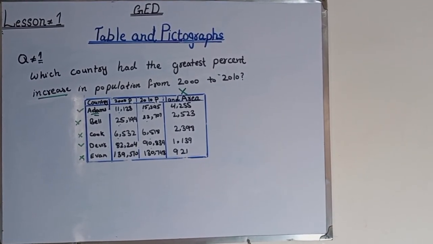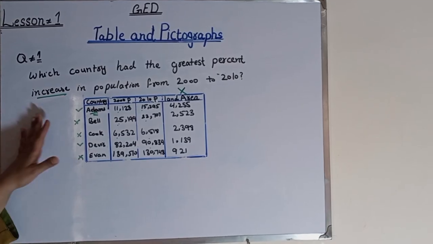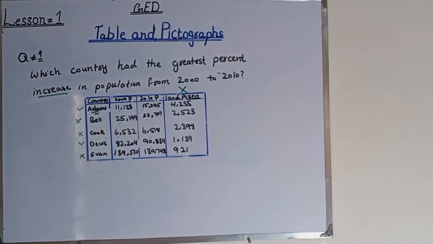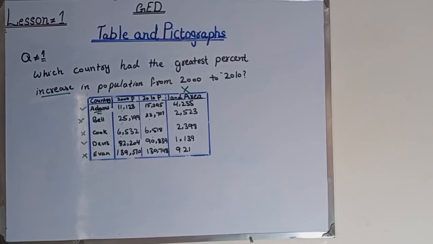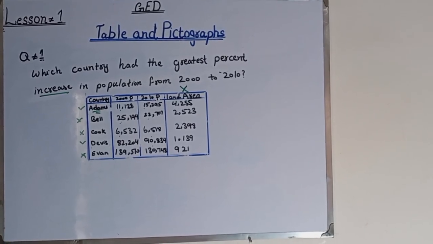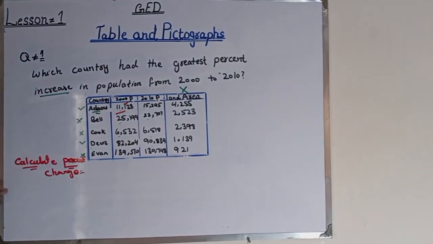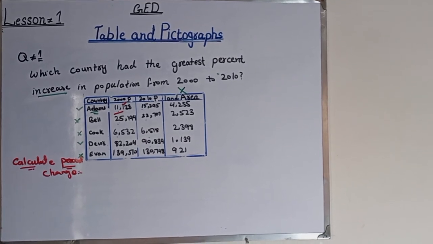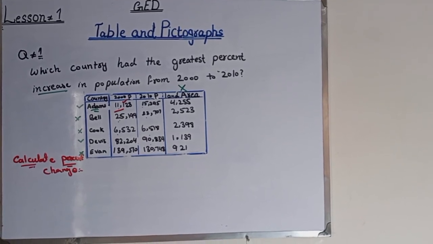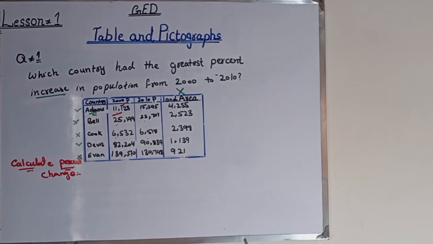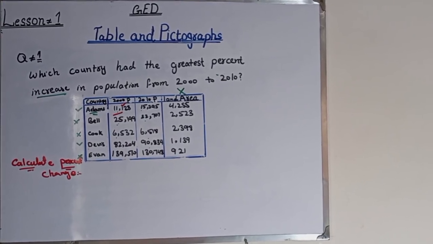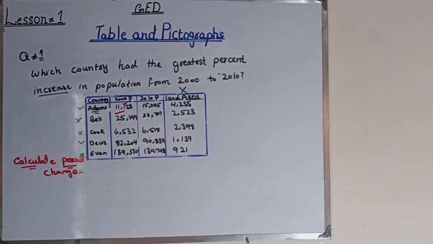So to analyze the table, firstly we read the question carefully and understand which country increased. Then we compare this data and do the calculations. Calculate percent change. If you want to understand percent change completely, I will also show the link in the description, so you can see my video and understand percent change completely.